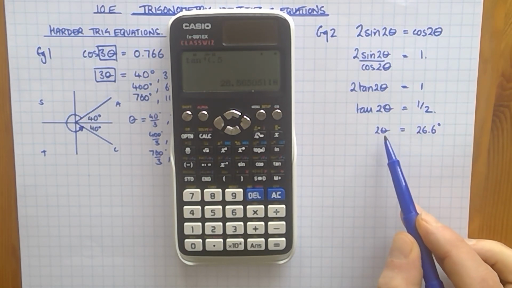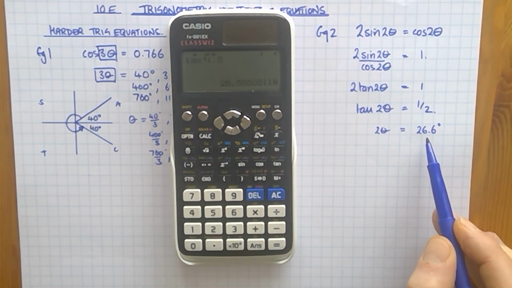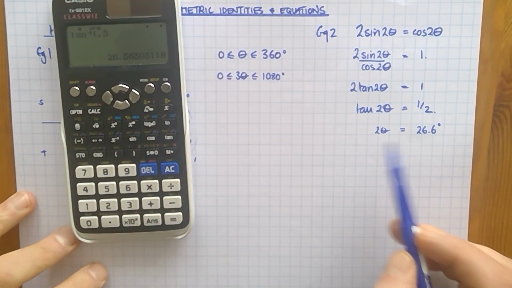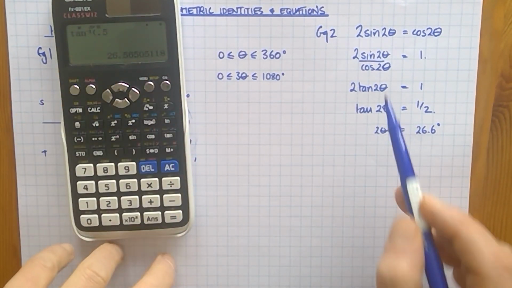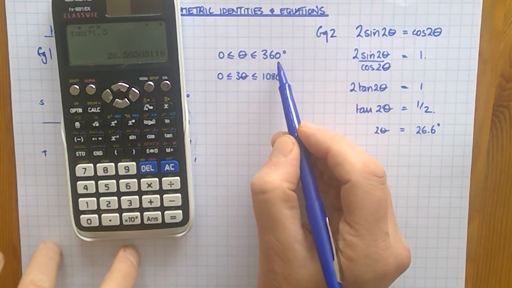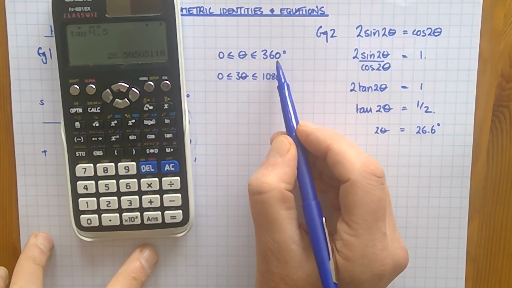Common error here would be to divide this by 2. That will give you one correct value, but the rest of your values will be wrong. So I'm going to leave that like that for now and find out what the rest of my values are. Now the range here was once again between 0 and 360.